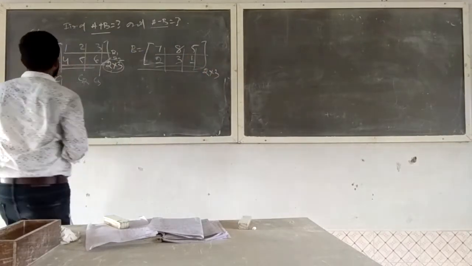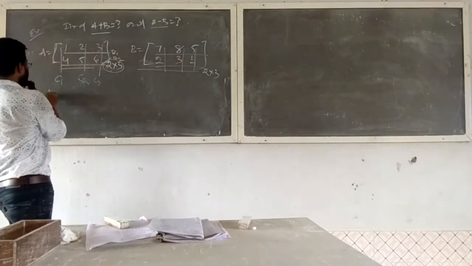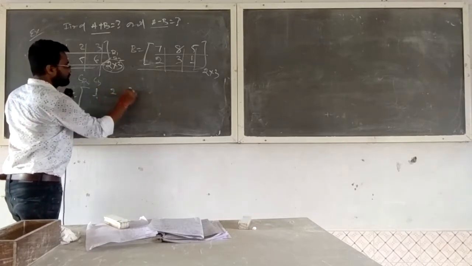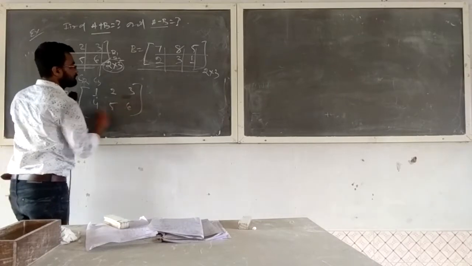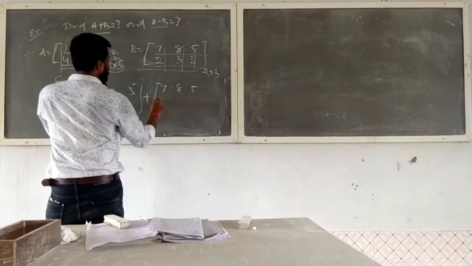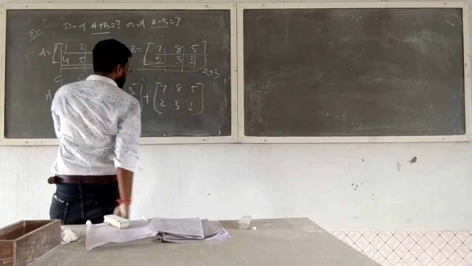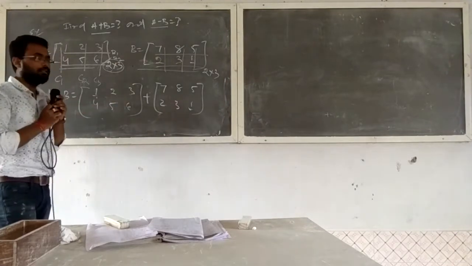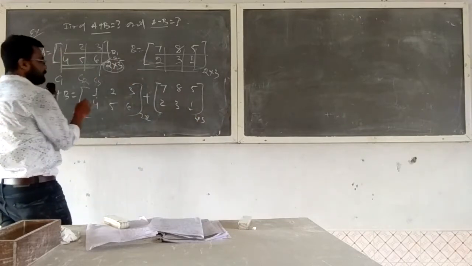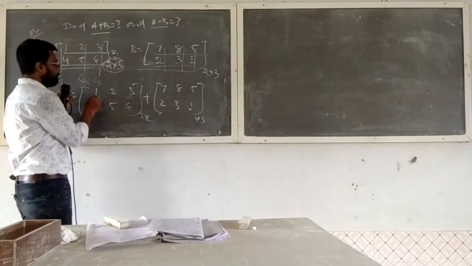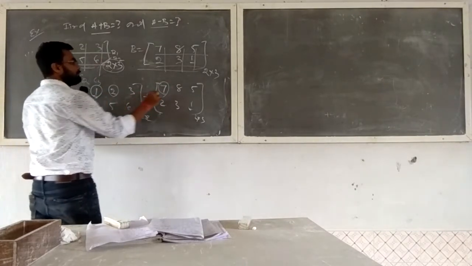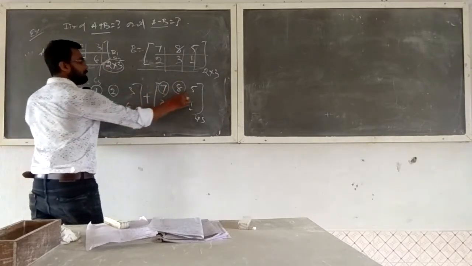So our addition will be possible. To find the values of A matrix plus B matrix: 1, 2, 3, 4, 5, 6 plus 7, 8, 5, 2, 3, 1. How do we add two matrices? The condition is that the matrices have the same order, and they are added corresponding element with corresponding element. That means the first element is added with the first element of the second matrix, the second element with the second element, and similarly for the rest.